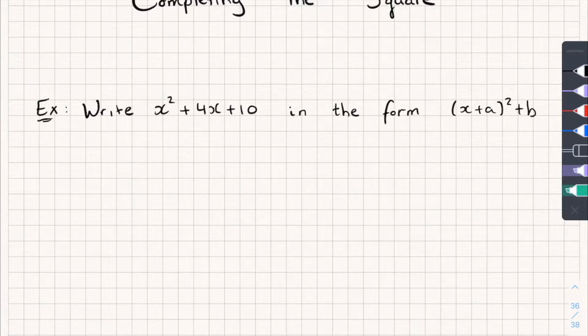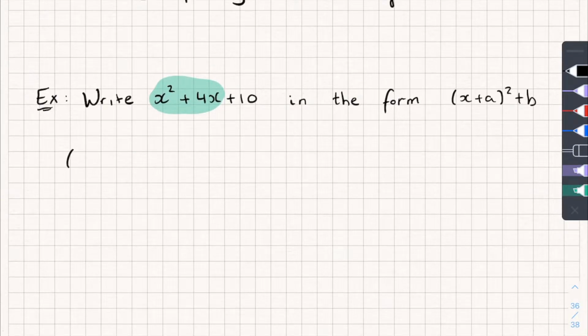We start off by focusing on the first two terms, okay? So the x squared plus 4x. And what we do is we're going to write a bracket and we say x, and then we look at the coefficient of the x in the original quadratic equation, which in this case is plus 4. And we half it, we divide it by 2. So that becomes, rather than plus 4, we write plus 2, okay? And then we square that.